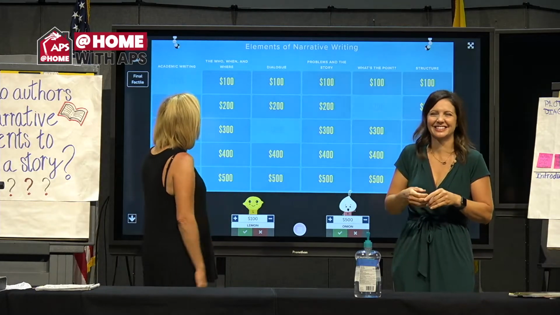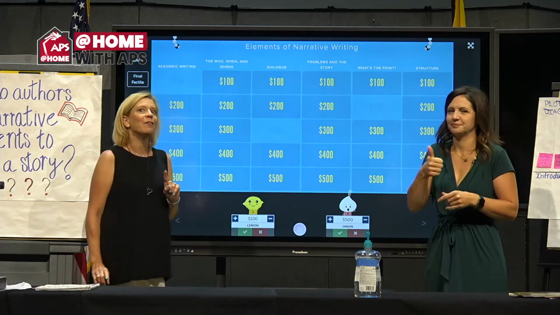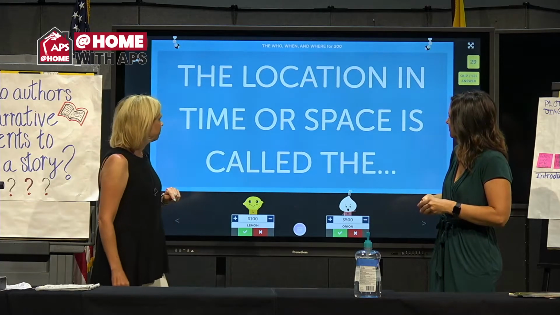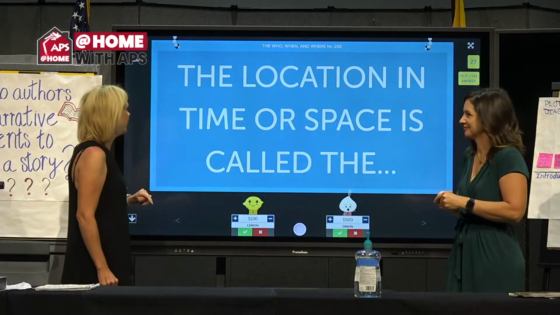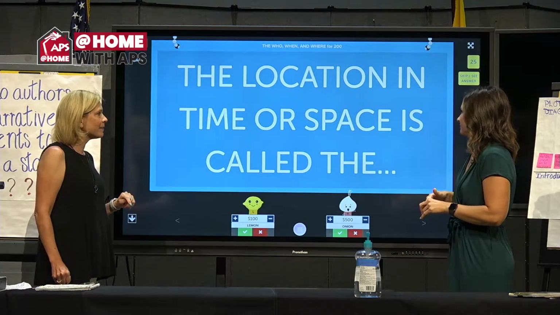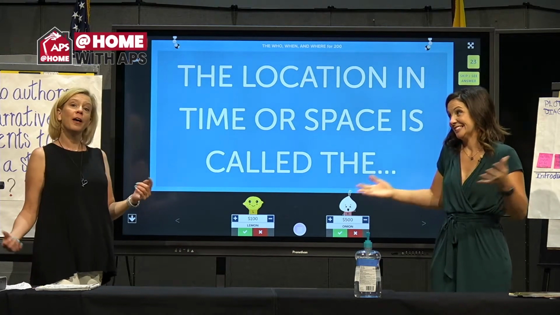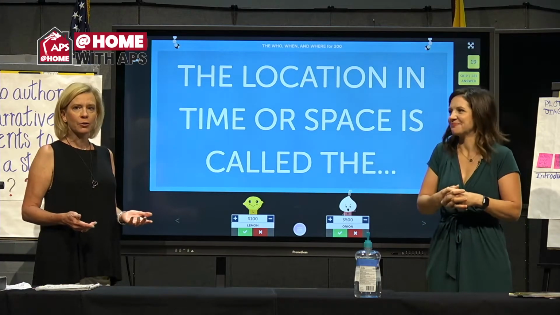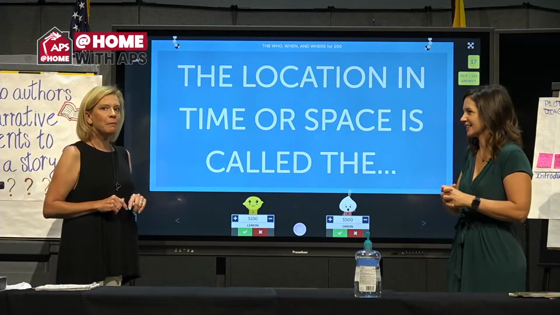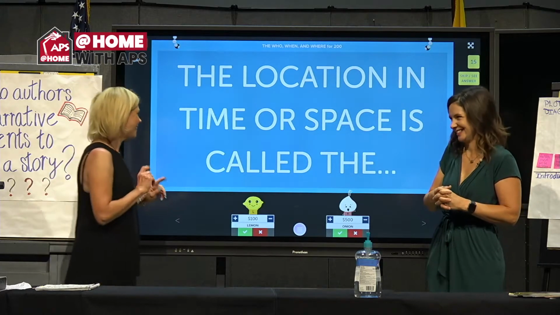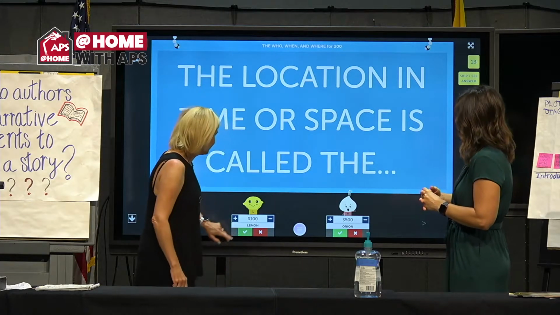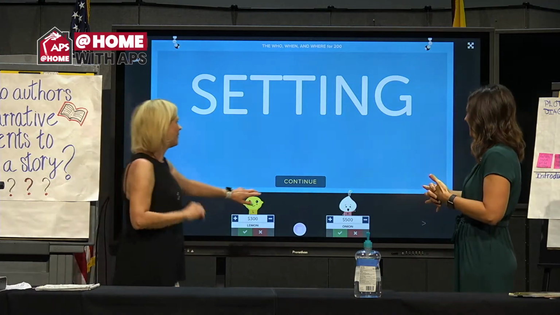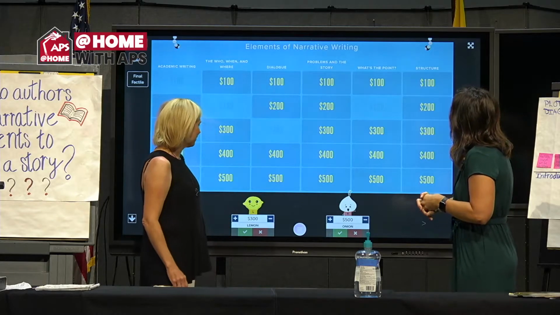So let's go to the who, when, and where. Yes. I'm going to try that one for 200. The location in time or space is called the... Oh, Miss Abby worked on this with you so much, right? That's one of our elements of setting. Let's see if that's the correct answer. Boom! Nicely done. That one works. You see, just keep moving along and maybe it'll continue.